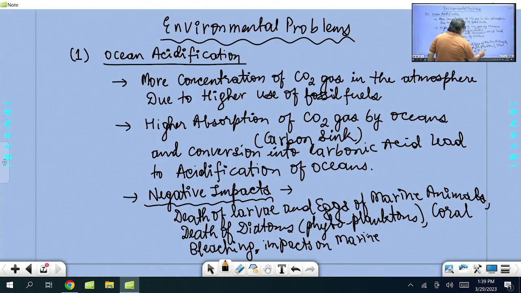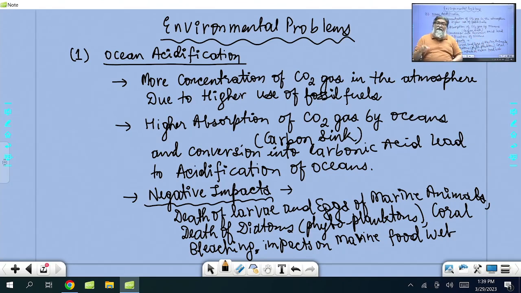If diatoms are lost, diatoms are producers. Phytoplanktons and diatoms are eaten by zooplanktons, then other animals. If they get affected, the entire marine food web will be impacted. Drastic impact on the marine food web.